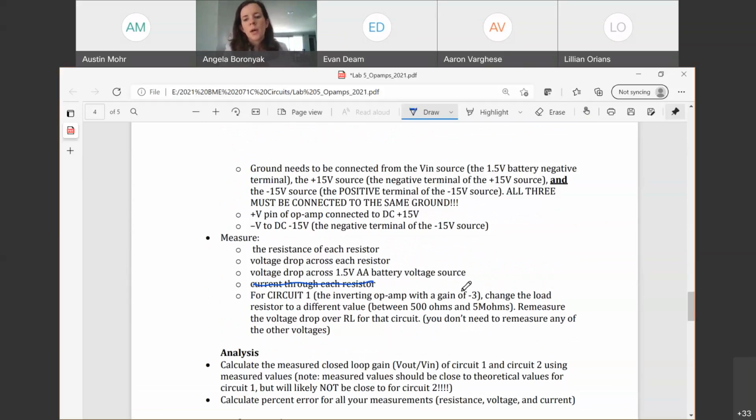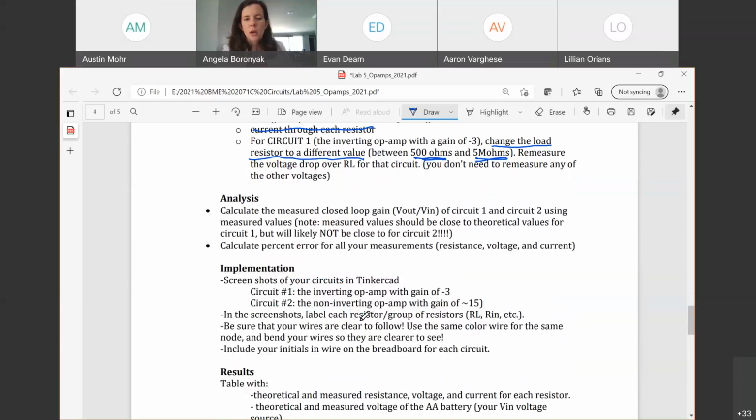Okay, for circuit number 1, you need to change the load resistor to a different value. It started at 1 kilo ohm. Choose something between 500 ohms and 5 mega ohms. So if you choose, I think, really high, it gets off from that. In theory, again, I should have the same voltage drop across it, even though I changed its resistance. Because that op amp makes a set voltage out no matter what you attach to it, which says it can make this voltage even if I have something that is a lot of resistance that I'm attaching, or it's using up a lot of electrical energy for me, right? And then you only need to remeasure the voltage drop over that RL.